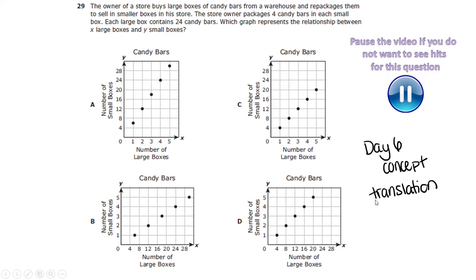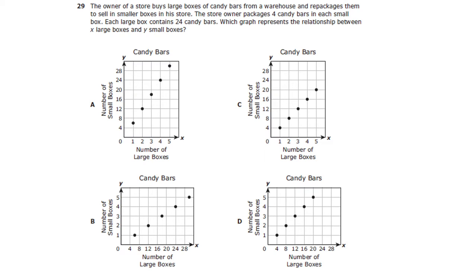But if you would like a hint, we're talking about translating these questions like we did on day 6. The most important part of this question comes from the second sentence, where they have 4 candy bars in a small box. So 4 and small need to go together, just like 24 and large need to go together. They're going to try to trick you in where to put large boxes and where to put small boxes. Okay, that's your hint.